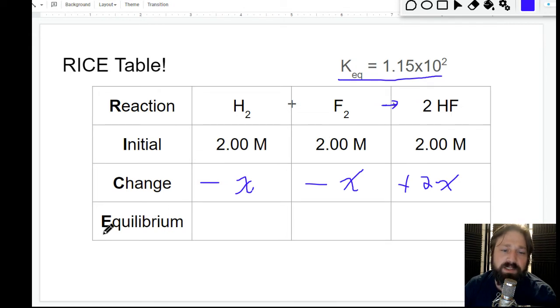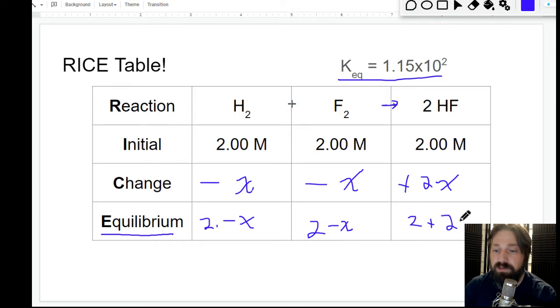We can use that to go through and write some form of an equilibrium concentration. So I know it's going to start at 2, and we're going to subtract X, and then it hits equilibrium. So at equilibrium, it's 2 minus X. And this one's going to be 2 minus X. And this is going to be 2 plus 2X. All right? So now this is the concentration, but I'm writing it as a formula with X. Now, maybe you can see what's happening here.